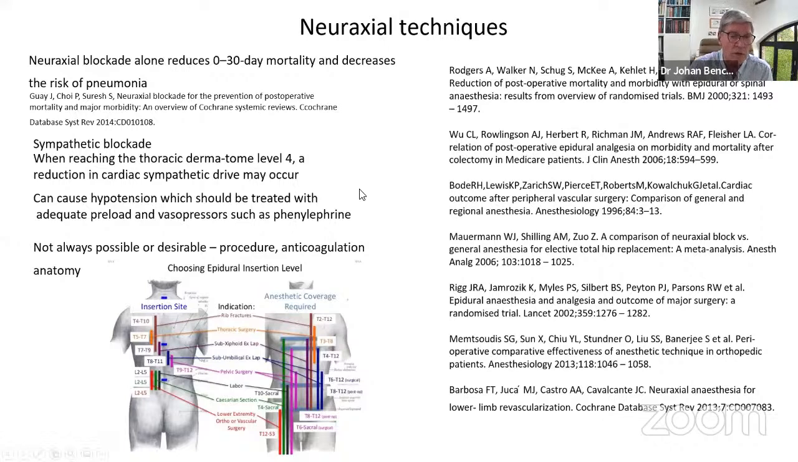So neuroaxial techniques and regional techniques are very good for your cardiac patients, your ischemic patients. So please go ahead and use them as much as possible. Obviously, neuroaxial techniques are not always possible because of anticoagulation of some of these patients and dual platelet therapy and things like that. So it's dependent on the procedure.